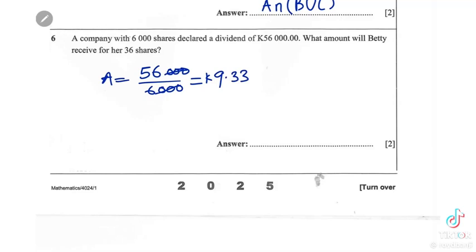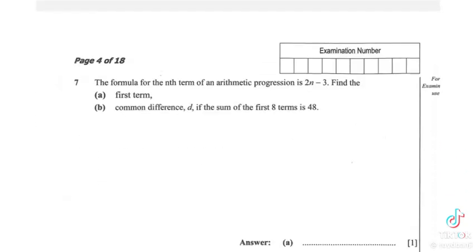Then now, looking at Betty's share is 36, so multiply 36, and should be able to give us 336. Okay, the question is, what amount will Betty receive for 36 shares? So 336 kwacha, if I'm not mistaken. So kindly confirm this as you go through.